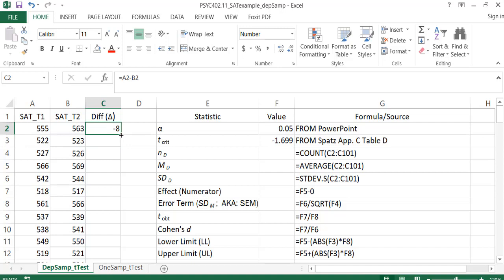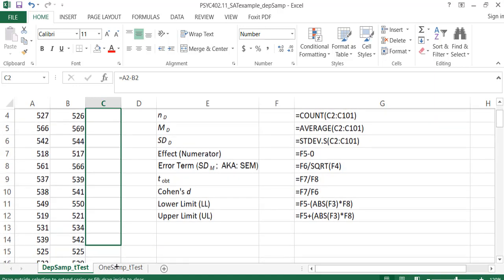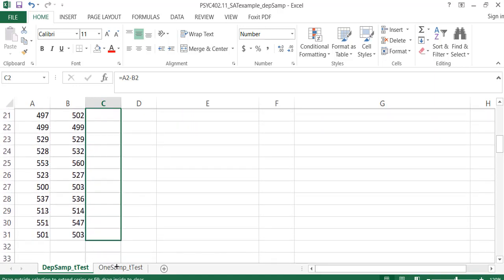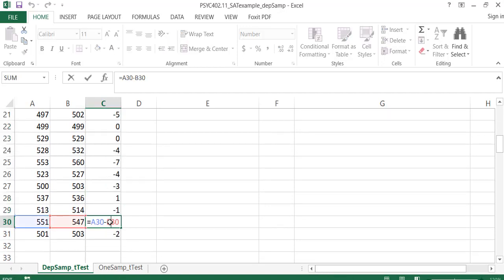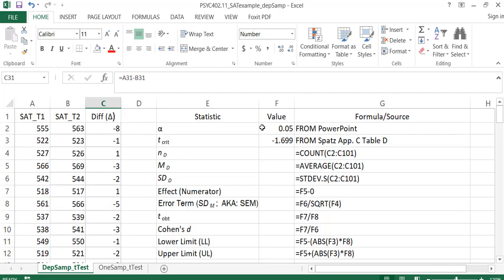Once we create that first one, we can grab the bottom, drag this down, and it will copy that formula where we subtract time 2 from time 1 for each person, and we can double check that's working properly. At C30, we are subtracting A30 minus B30, so it seems like it's working properly. You could check more, but we've used this enough that you probably are feeling comfortable and confident with that.